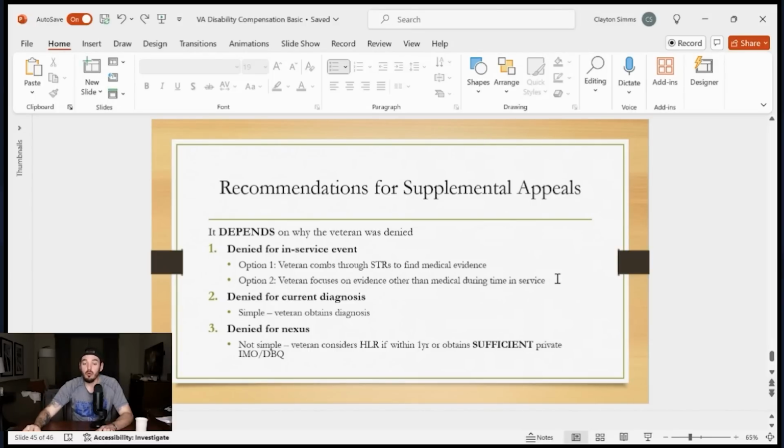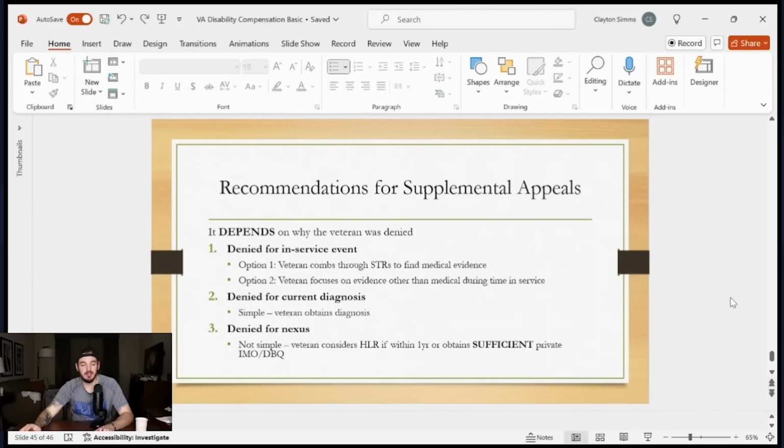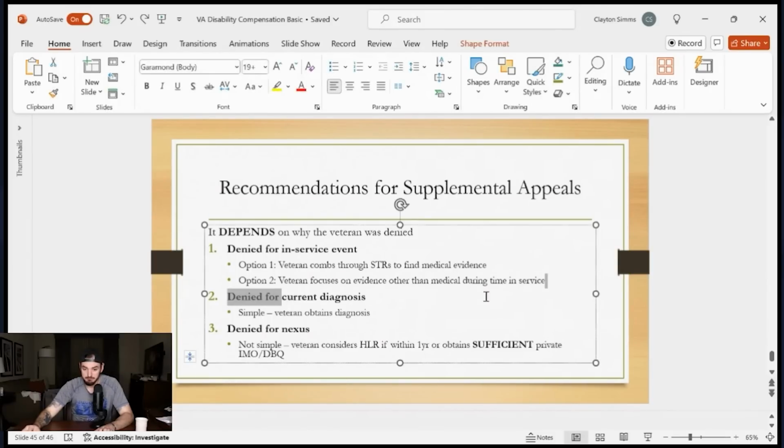Okay. Or option 2, you really think about that evidence other than medical. Like the example I gave earlier with the PTSD due to MST claim, that veteran used their Marine Corps fitness reports to show spiraling down performance in their fit reps as evidence other than medical. Think personnel records, safety reports. It could be buddy letters, lay statements, personal statements, any of those.